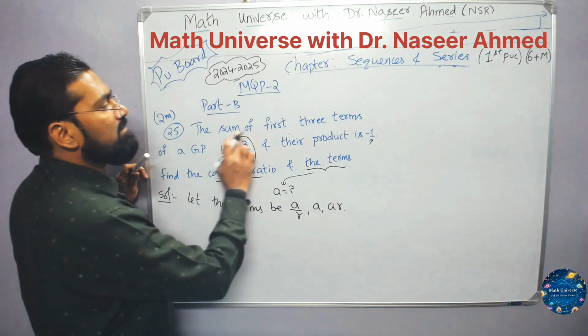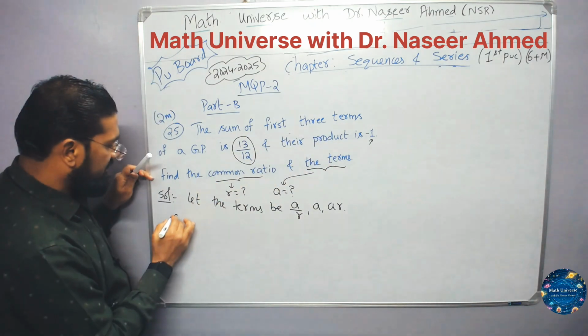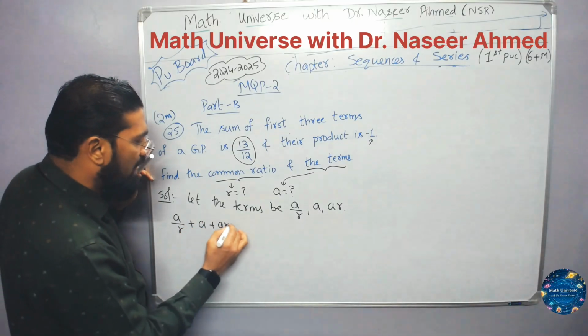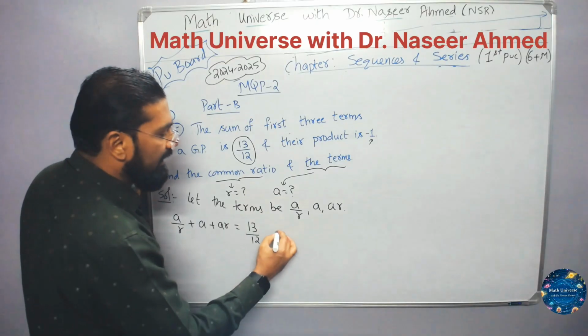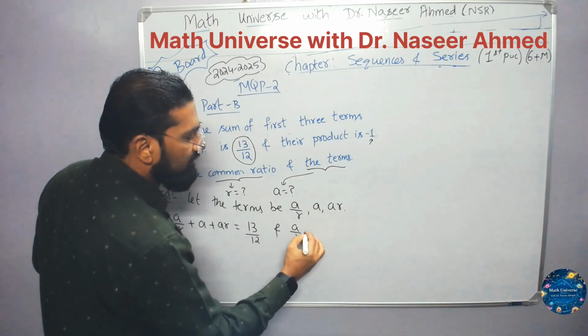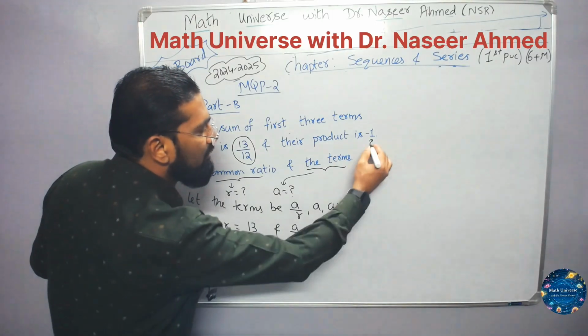Now, as per the question, the sum of the first three terms is 13 by 12. So sum this. The sum is a by r plus a plus ar is 13 by 12. And they said their product. Come on, take the product of this. A by r into a into ar is equal to how much? -1.